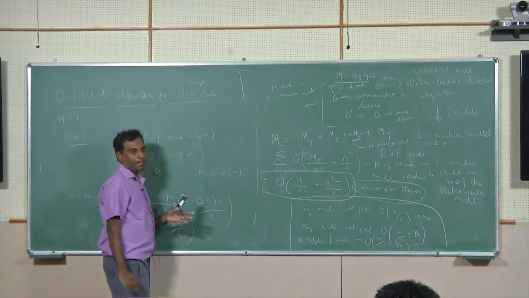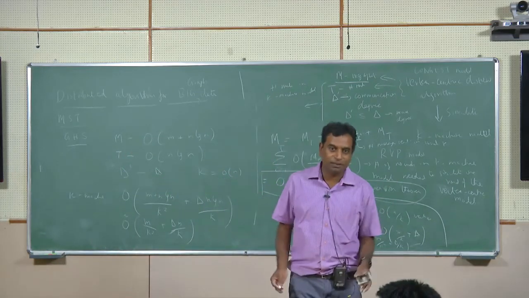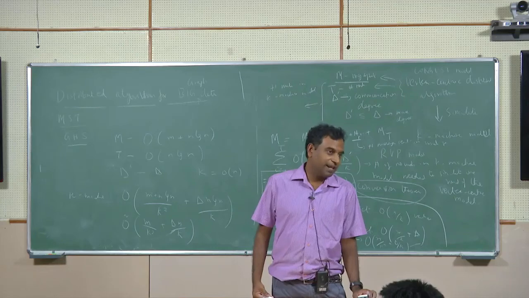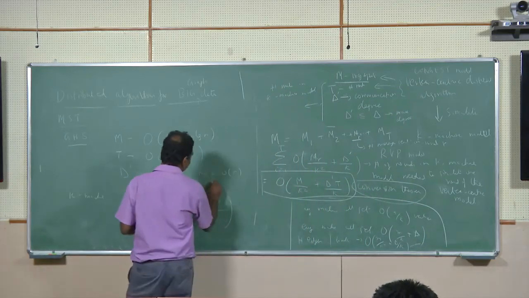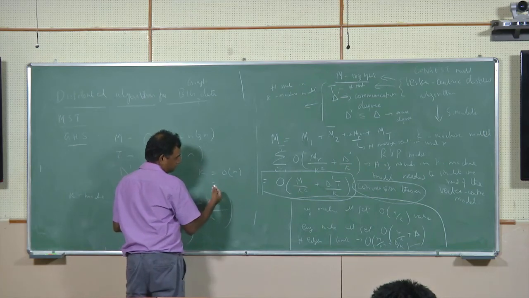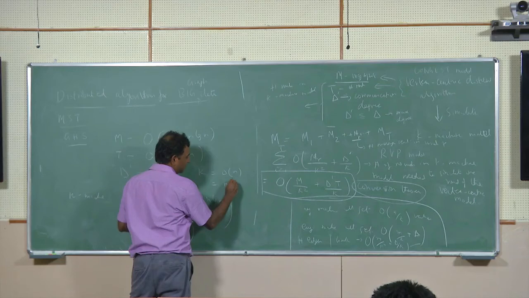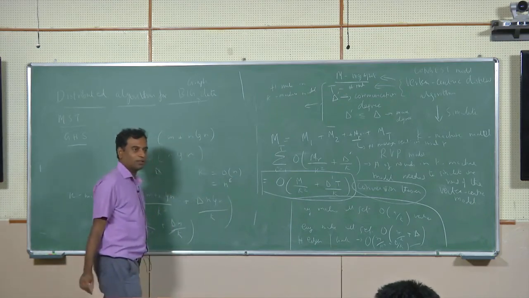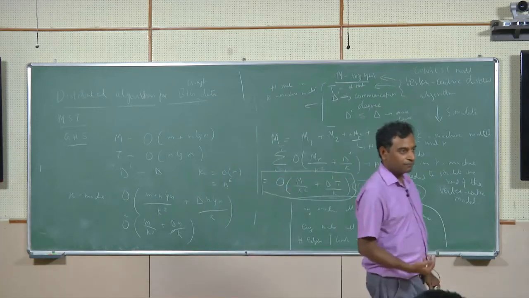K is much smaller. In practice, k is like thousands of machines maybe, and n is billions. You can think of k as maybe even logarithmic in n, but typically you can think of it as n to the epsilon, some small epsilon. So it's much smaller than the size of the input.